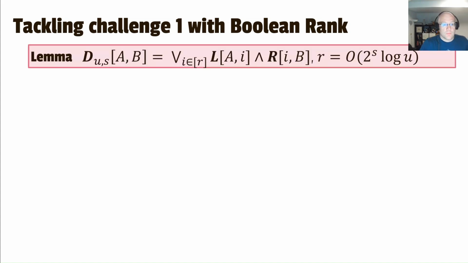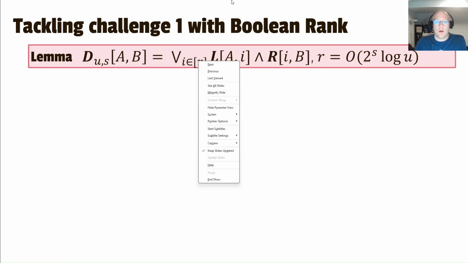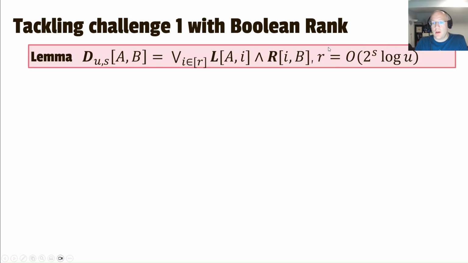Challenge 2, so that should have been a 2 there. How do we tackle challenge 2? So actually we just use something else, what I call Boolean rank here. Well, it's an established notion, which is also a factorization, but you do this over the Boolean semi-ring. So you don't have addition and multiplication, but you have OR and AND. So it turns out that this disjointness matrix can also be written as a big OR of R terms of an AND of two matrices. And here R is roughly what we want, so it's 2 to the s.